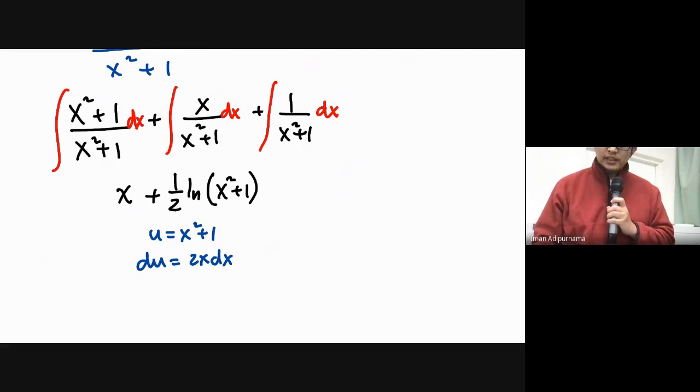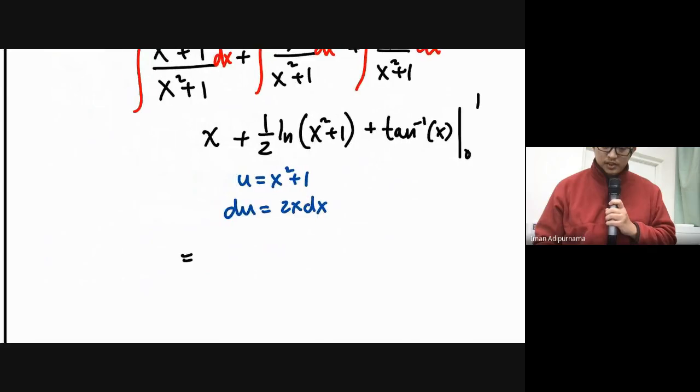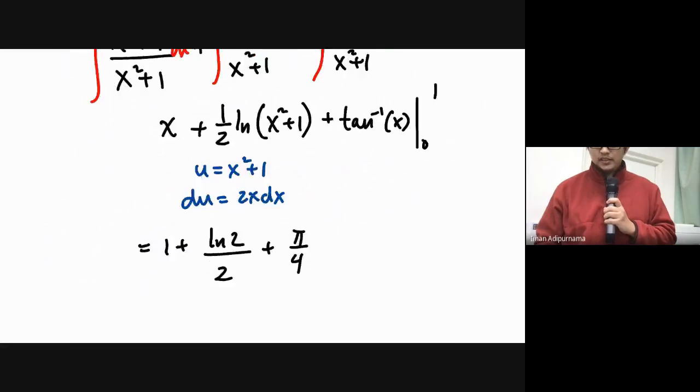And then this part is tangent inverse, right? So tangent inverse x. And then it's from 0 to 1. So I can put in all the constants. This is pi over 4, right? So this is the answer.